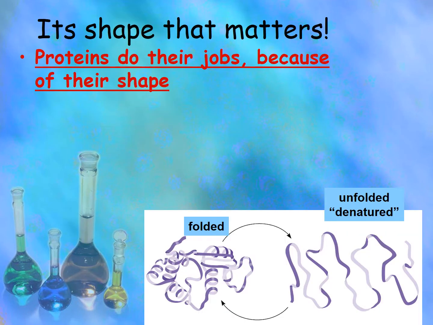So this last slide is probably the most important slide out of this entire slideshow, because for proteins, it's the shape that matters. They do their job because of their shape. And remember, enzymes are proteins. If they have the wrong shape, they cannot do what they're supposed to do. So if you unfold a protein, it destroys its shape. If it doesn't have the right shape, it can't do its job. Unfolding proteins is called denaturing. And temperature changes can denature enzymes or proteins, and changing pH levels can denature proteins or unfold them.